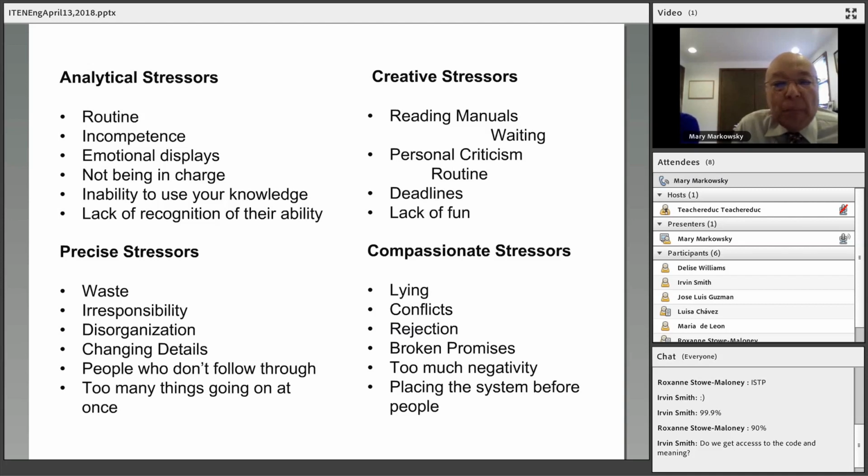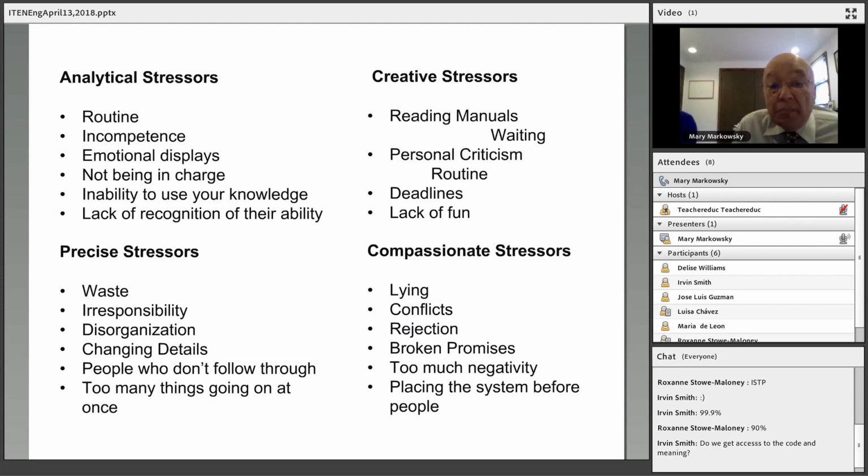For creative people, everything is fun, so they need fun. And learning has to be fun. Believe me, it really has to be. And it can be done. Precise stressors: waste, irresponsibility, disorganization, changing details, people who don't follow through, and too many things going on at once.